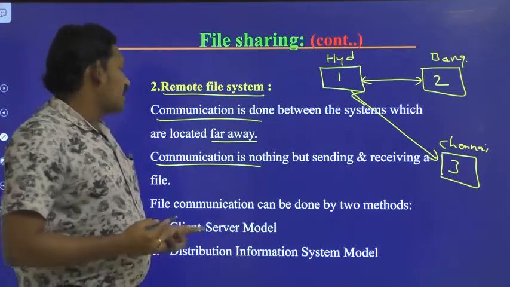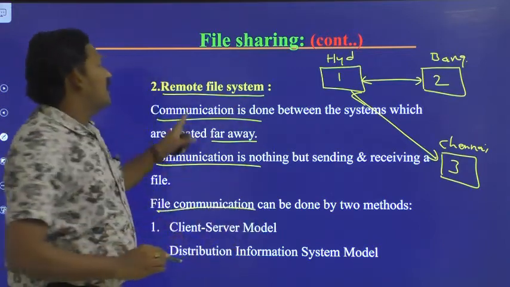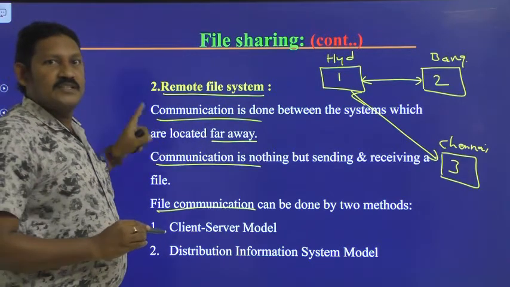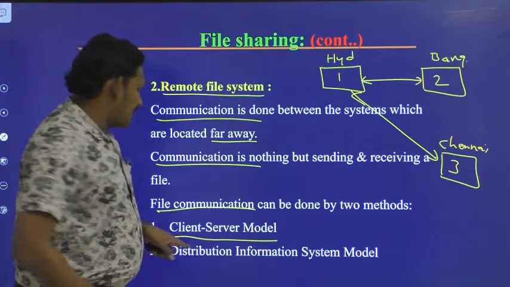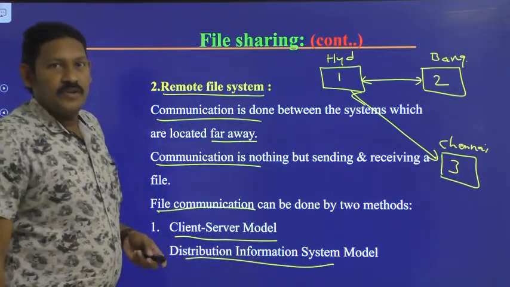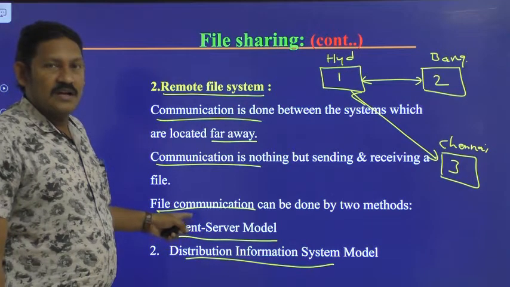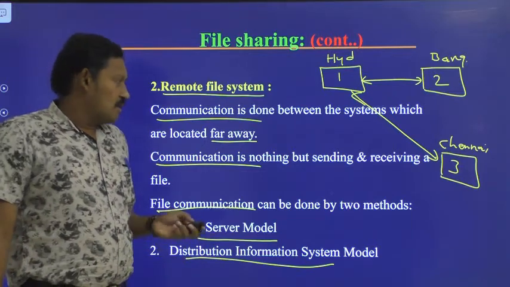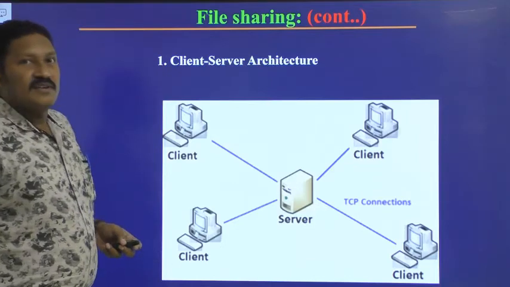Here the author is telling us that this remote file system needs communication. This communication takes place with two methods: one is the client-server model and the other is the distributed information system model. The communication can take place with these two models. We will see this. The first one is client-server architecture.